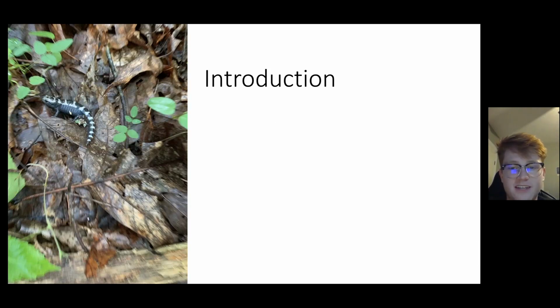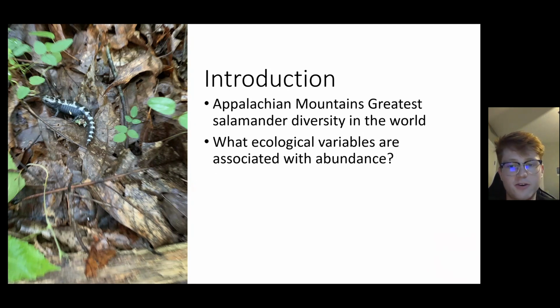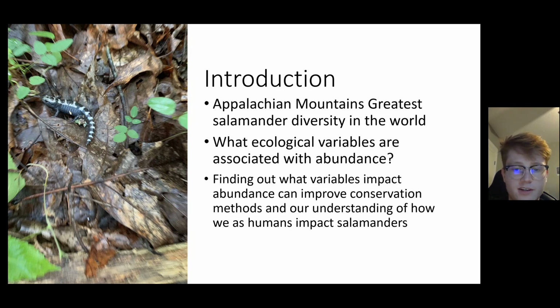The Appalachian Mountains have the greatest salamander diversity in the entire world, where over 55 species inhabit the mountain range. What ecological variables are associated with abundance? This is the question that I ultimately decided to research this summer. It turns out there haven't been that many survey-type studies that look at all salamander species rather than just one or two. Finding out what variables impact abundance can improve conservation methods and our understanding of how we as humans impact salamanders.